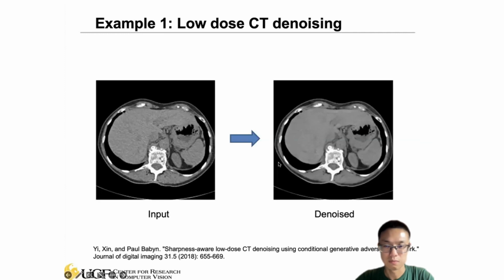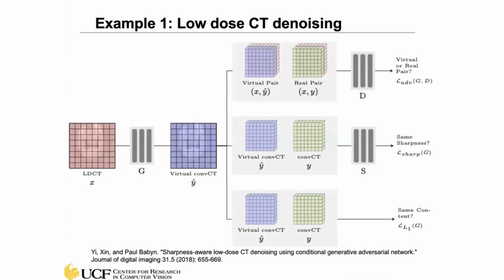Okay, so the goal is that given this low dose CT input, we want to generate this denoised high quality CT image, which resembles the conventional CT, right? If you are using the regular dosage of radiation. Okay, so that's their objective. So how do they achieve that? It's very simple. They also use this conditional GAN approach, right?